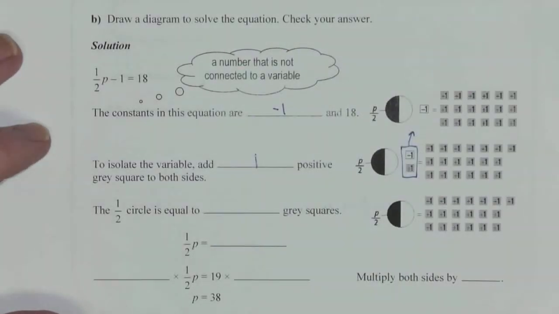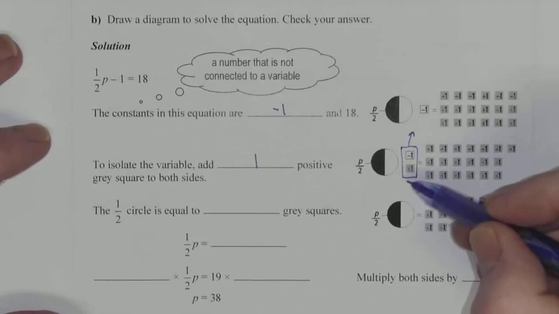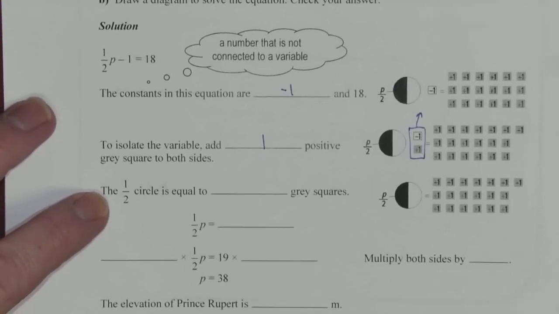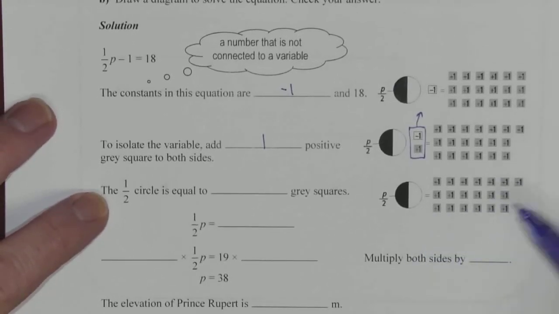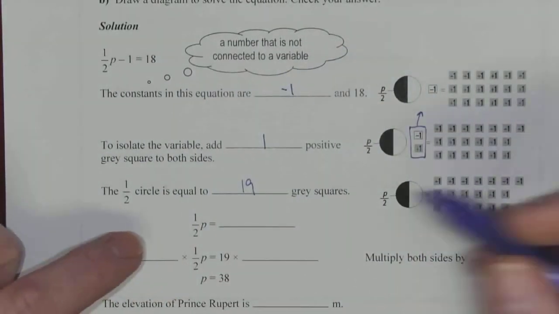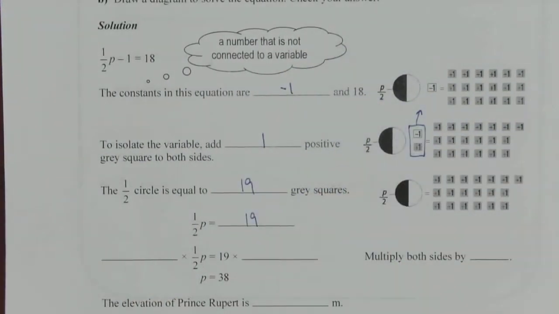So as it says here, we're going to add 1 positive gray square to both sides, which is what we've done, and then the zero pair vanishes. So half of our circle is now equal to 19 gray squares. So 1/2 P is equal to 19.